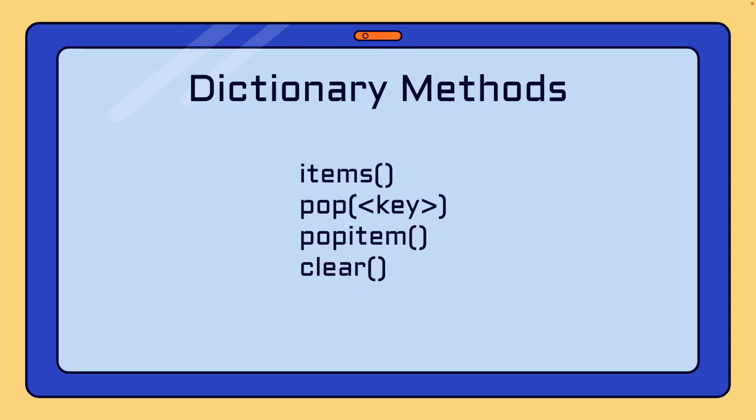Okay, so in this section, we're going to take a look at some basic methods for dictionaries. We're going to cover 4 of them: the items method, the pop method, the popitem method, and the clear method. Afterwards, I'll show you where to go if you want to find more methods and you want to see more examples of how you can use these methods.